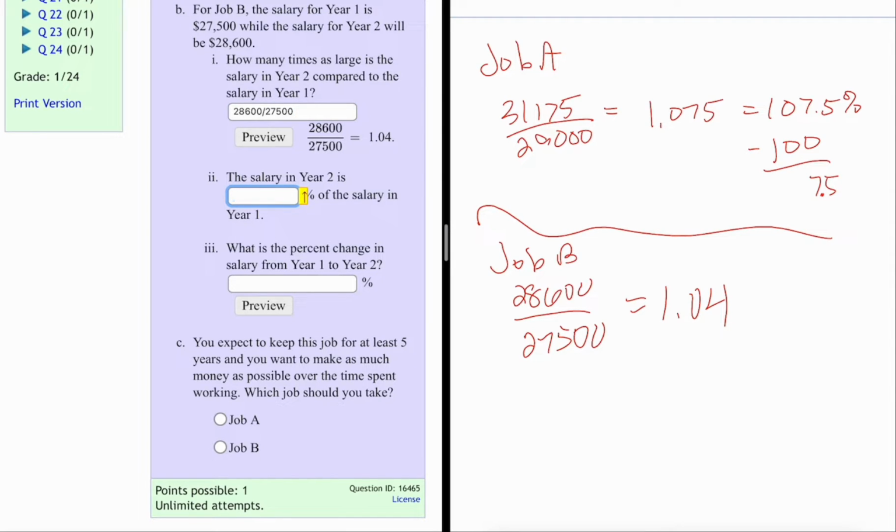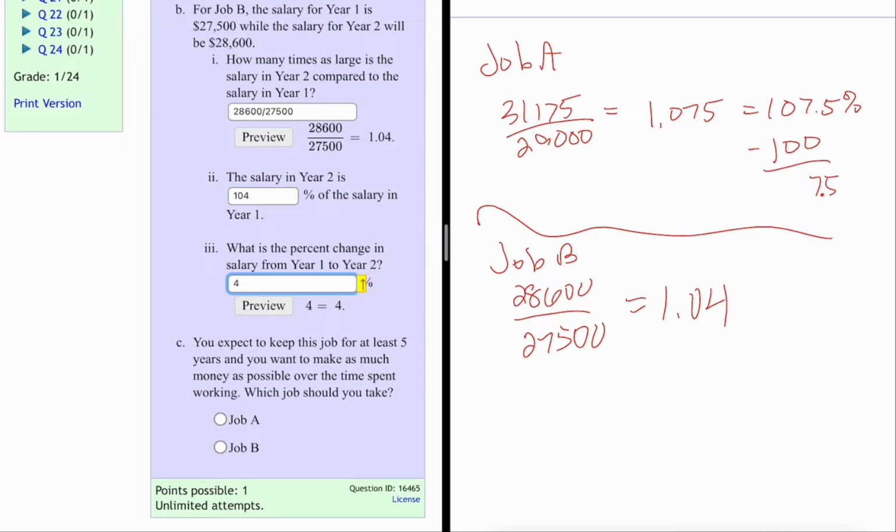So how much did it change? 104% is that decimal value. Take off 100 is 4%. What is the percent change from year? Oh, I'm sorry. This is 104. The percent change is 4.